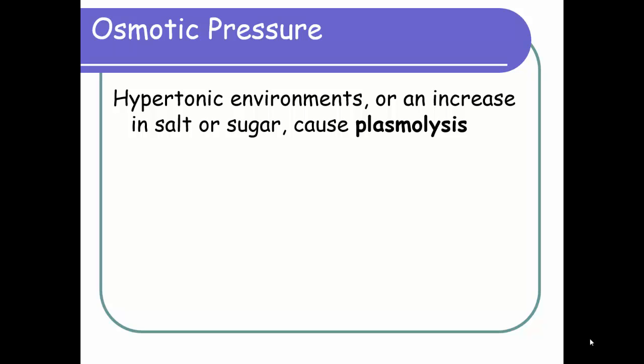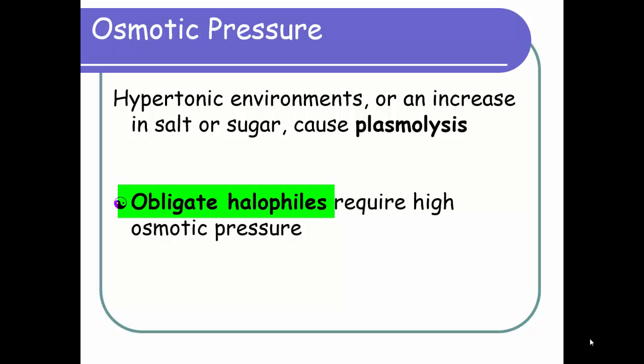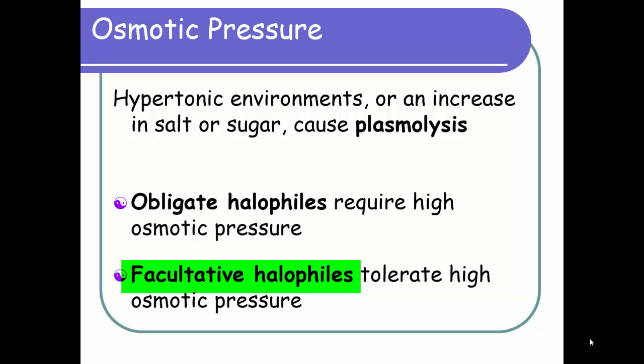Pressure also plays a role. Osmotic pressures can play a role because of their damage on the cell membrane. Hypertonic environments, or an increase in salt or sugar, can cause plasmolysis. Why is it that our ancestors tended to have salted or sugar-cured meats? Because this actually stopped bacterial growth. Obligate halophiles require very high osmotic pressures. Facultative halophiles can tolerate high osmotic pressures for a period of time, but typically tend not to like it as much.